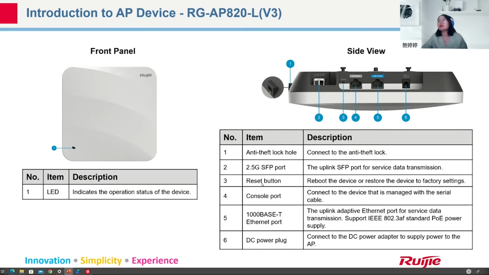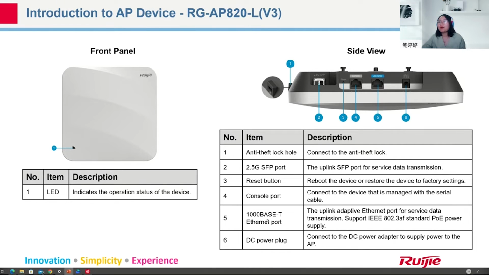Pay attention to this reset. If you use this button, all the configuration will be discarded. Pay attention to this part. And the next one is a console port. If you want to do the configuration for the AP, you can use the console port. Or maybe you can use a service port. We call it a LAN port.